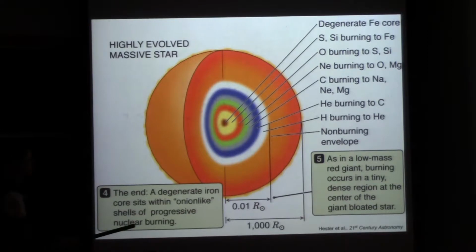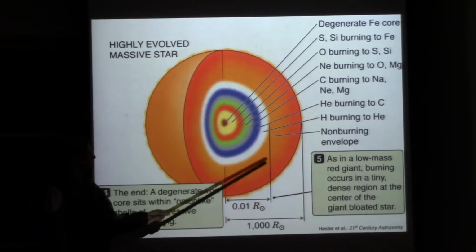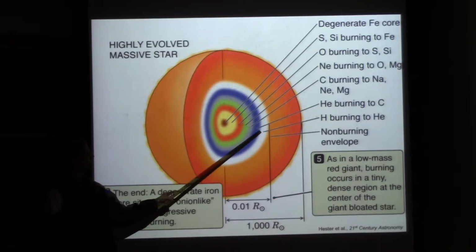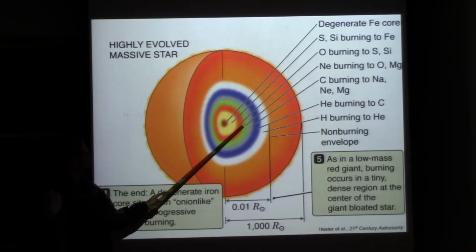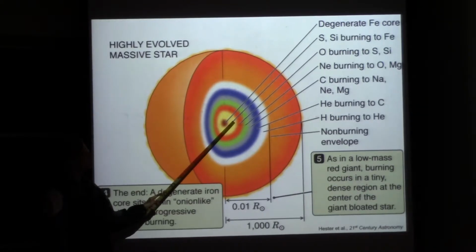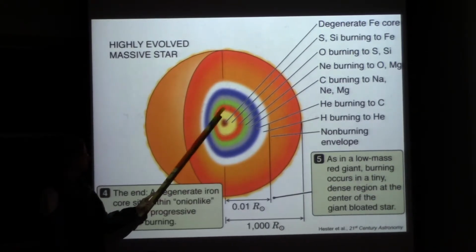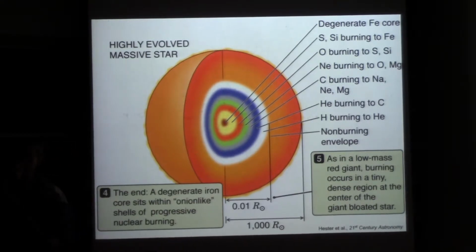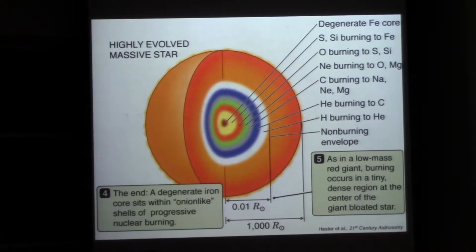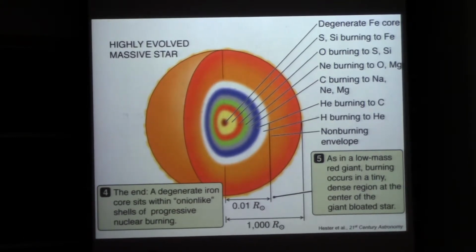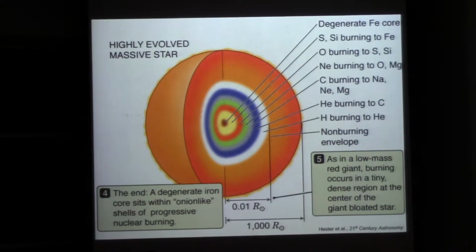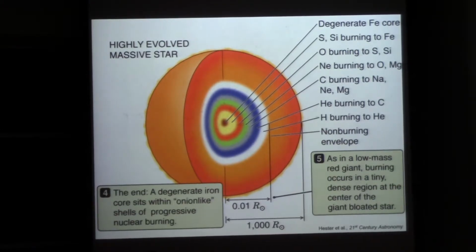So you've got your non-burning envelope, and then as you move in towards the core, there's a hydrogen burning shell, a helium burning shell, a carbon burning shell, a neon burning shell, an oxygen burning shell, and then a silicon burning shell that is, among other products, producing iron in the core. So they say here at the end, the degenerate iron core sits within onion-like shells of progressive nuclear burning, as in a low-mass red giant, burning occurs in a tiny dense region at the center of the giant bloated star.